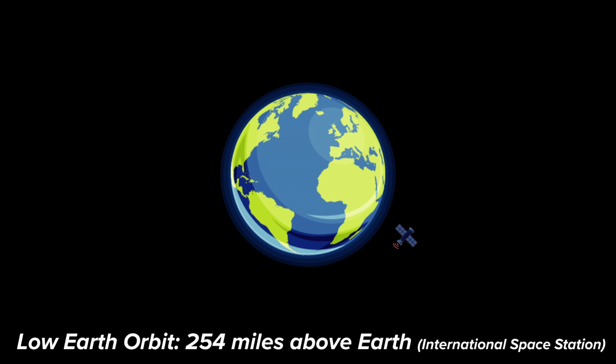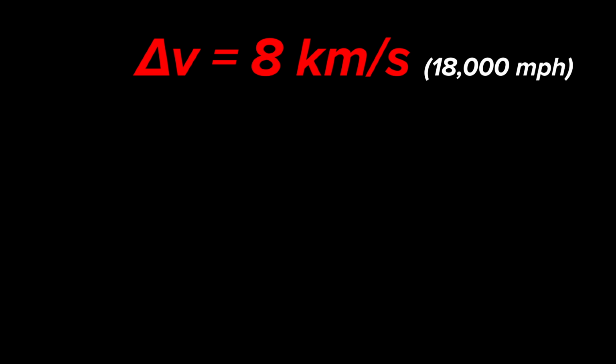In order to get into the same orbit as the International Space Station, you need your maximum change in velocity to be about 8 kilometers per second, which is about 18,000 miles an hour, or almost 300 times faster than a car on the highway. So we have our rocket's required velocity. Let's talk about our exhaust velocity.